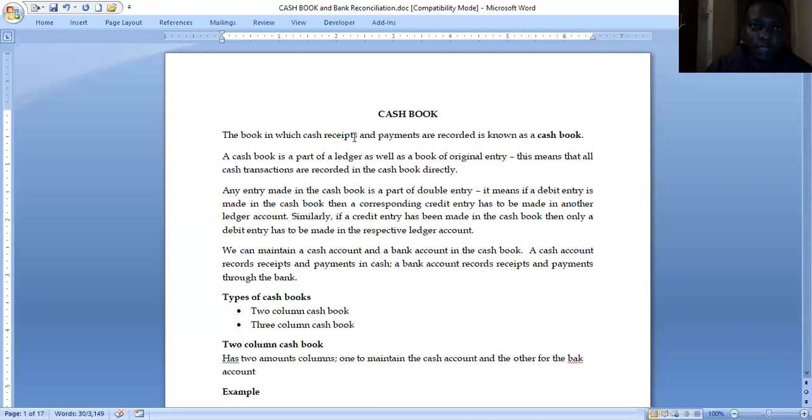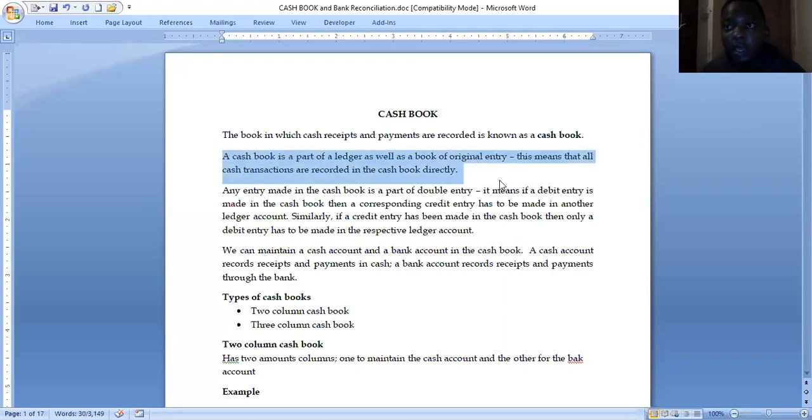A cash book is a book in which business cash and bank transactions are recorded. A cash book is a part of a ledger, and as well it's a book of original entry.